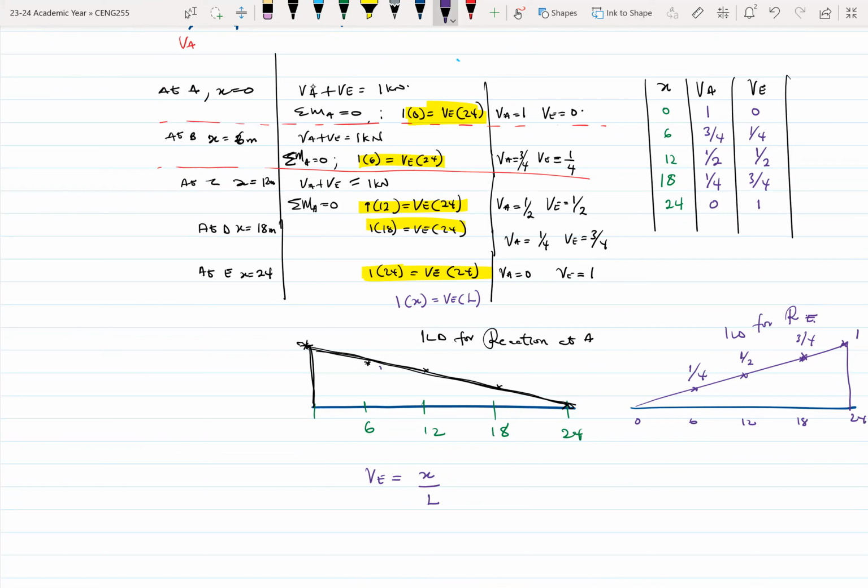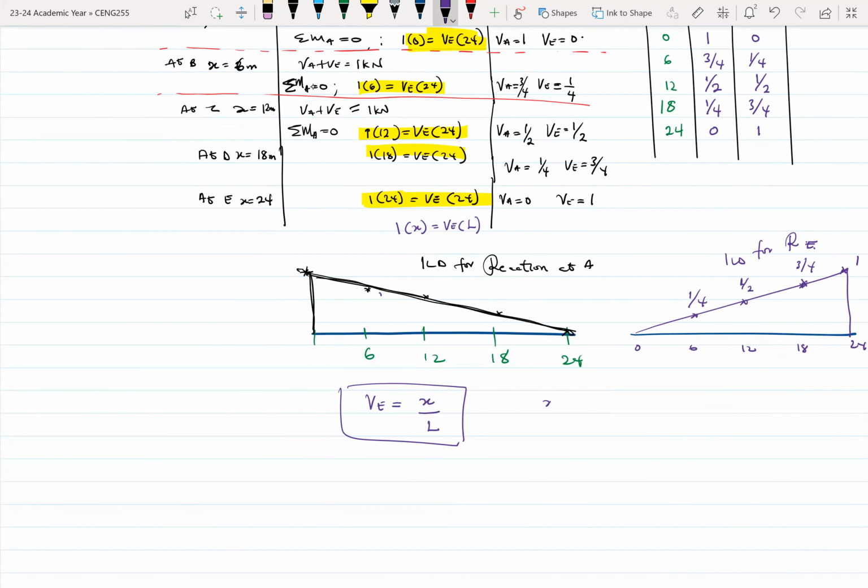All right. So if you're able to formulate this equation, you don't need to do this at A, at B, at C, at D kind of calculations. They take forever, especially if you have a very long class to deal with. And you wouldn't want to go through that process. Formulating an equation for that particular function makes it easier to do your calculations. All right. So VE is equal to X over L.